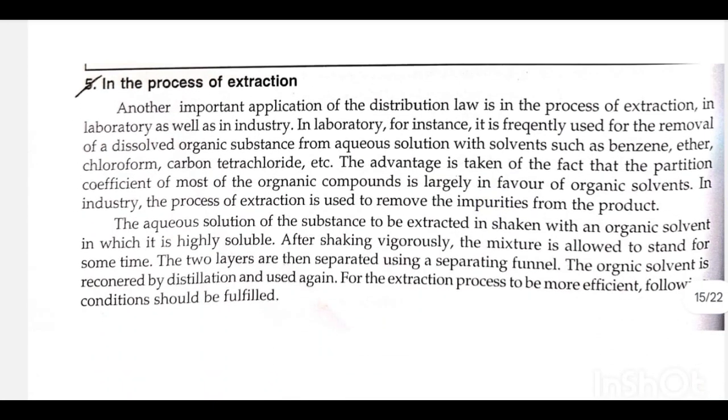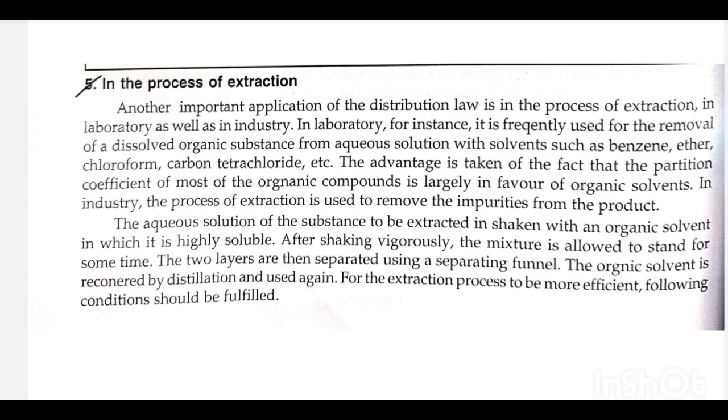Extraction. Another important application of the distribution law is in the process of extraction, in the laboratory as well as in industry. In the laboratory, for instance, it is frequently used for the removal of dissolved organic substances from aqueous solution with solvents such as benzene, ether, chloroform, carbon tetrachloride, etc. Advantage is taken of the fact that the partition coefficient of most organic compounds is largely in favor of the organic solvent. In industry, the process of extraction is used to remove impurities from the product.